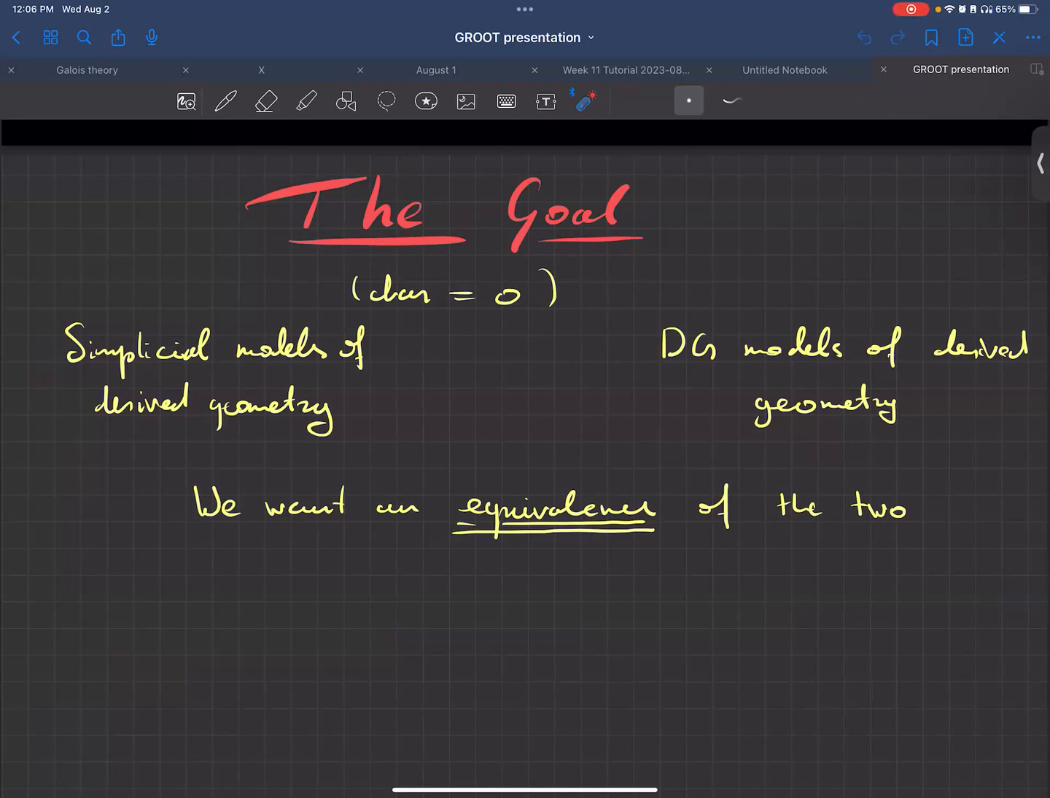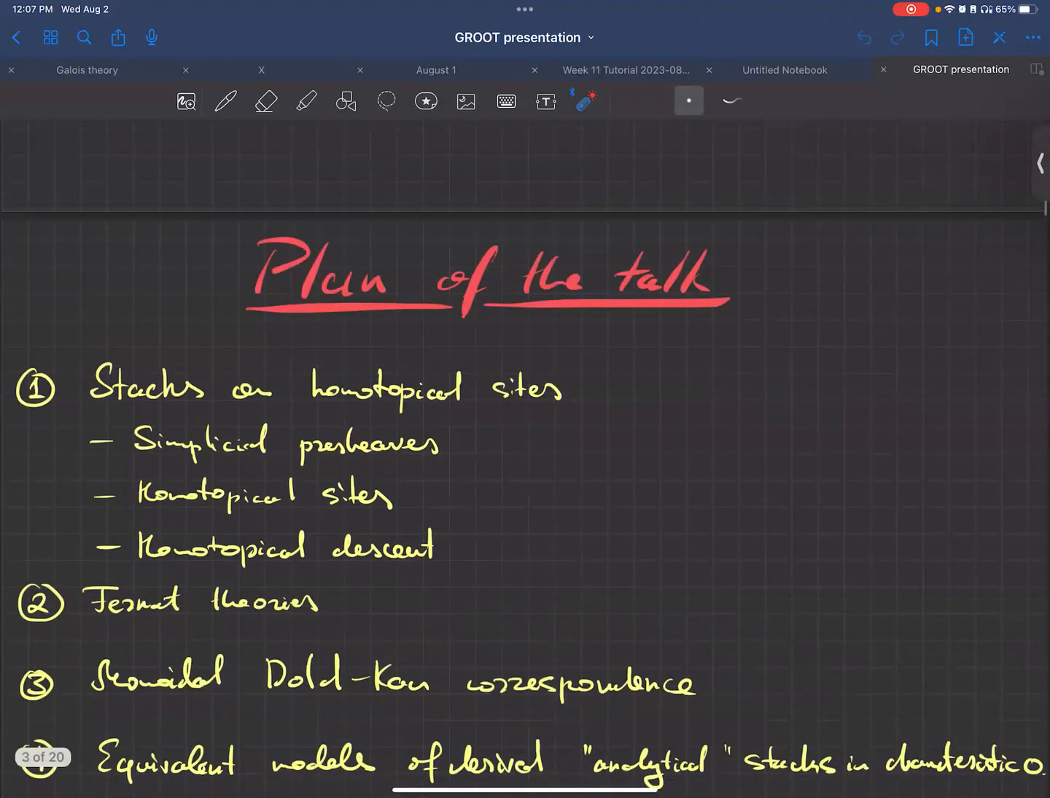Of course, you can put various bells and whistles on both sides. You can consider stacks, which are just kind of homotopical sheaves on some derived site. But the essence of things is pretty simple. You want to have an equivalence between simplicial and DG objects. Today I will try to present the theory needed to establish the category of stacks on a derived site, and the necessary tools from algebraic theories to explain what is a model of derived analytic geometry in terms of algebras over Fermat theories. And then I will talk about the result itself.